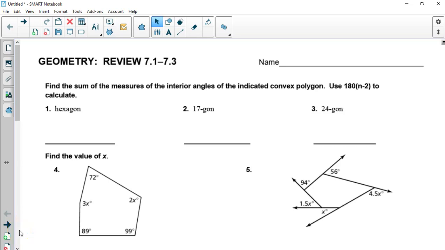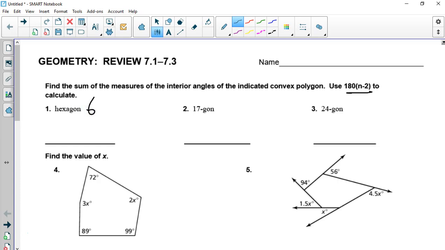All right. Review for Unit 7 quiz. Let's go over this. Okay, so remember the formula for finding out the interior angles is 180 times n minus 2. So you just take the number of sides, subtract 2, and multiply by 180 in your calculator. Very simple. First thing is, remember a hexagon, that is a 6-sided shape.